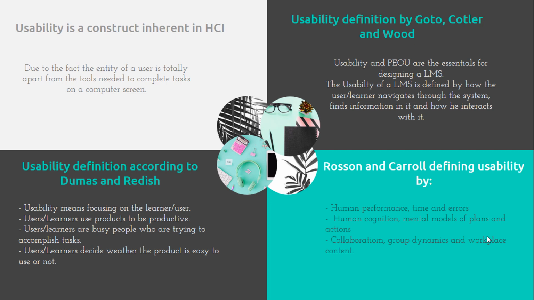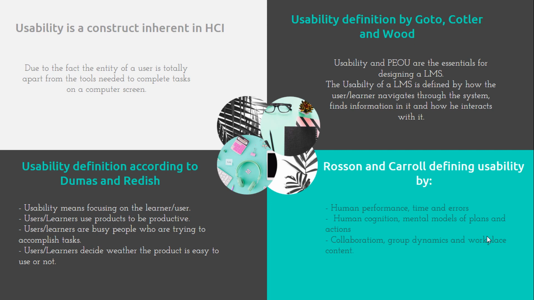It is always a factor due to the separation between the physical environment, the learner, the virtual environment, the course content, and the course management system tools that the learner uses to interact with the content and participate in class activities. Usability, or ease of use, is fundamental to site design. Site usability is defined as the way that the user actually navigates, finds information, and interacts with the site. This is a definition by Godot, Cutler, and Wood.